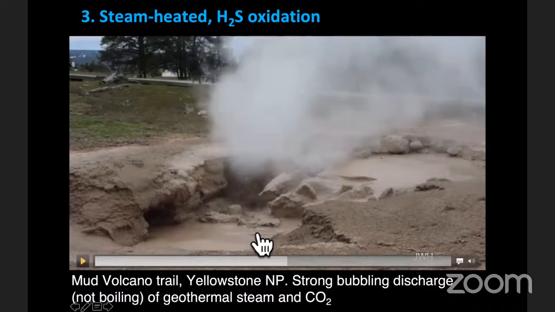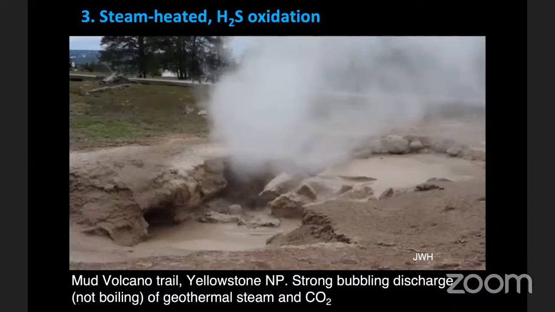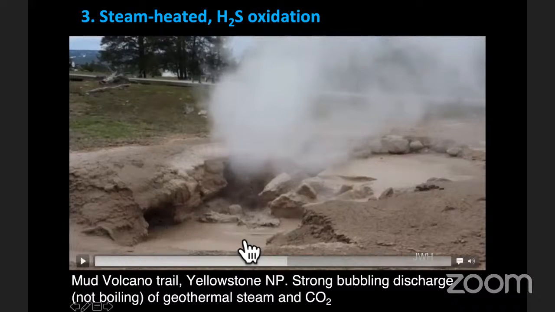So this is a video from Yellowstone National Park. This is a classic steam heated environment. Look, what we see here is not a hot spring venting out of the ground and going downstream. We see a pond of rainwater, ponded here, through which steam as well as CO2 is bubbling.